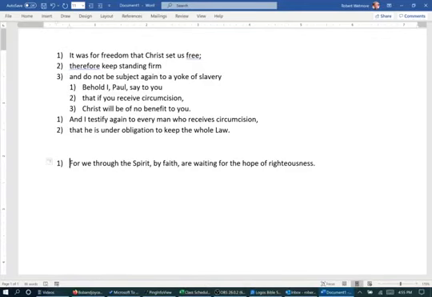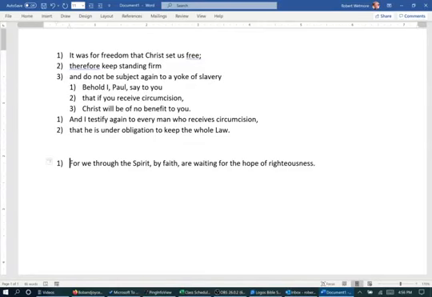Now if it says wait for the hope of righteousness, it could even say you, Galatians, wait for the hope of righteousness. But it's still a command because if you take away the you, Galatians, if I say this says we through the Spirit by faith are waiting. Okay, that's not a command. We are waiting. Now, let me just take away the we, okay? Through the Spirit by faith are waiting. What are waiting?